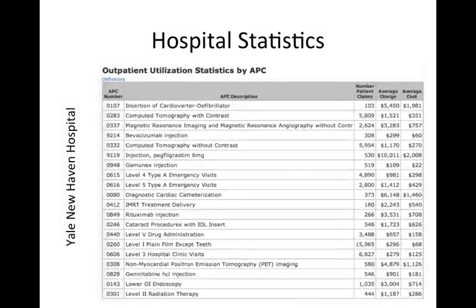And here's some information for outpatient utilization, also from Yale New Haven: the number of outpatients they have for a variety of different types of services, and what their average charge is for each of those services compared with the average cost of providing those services.